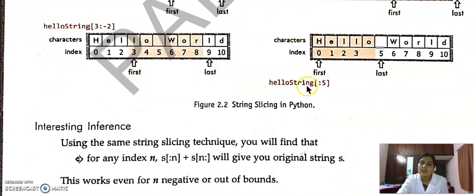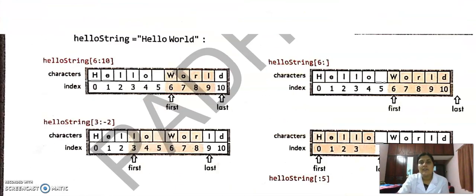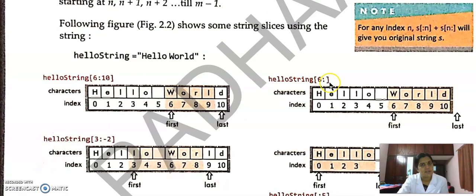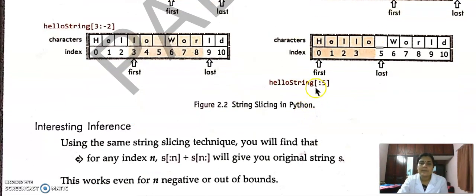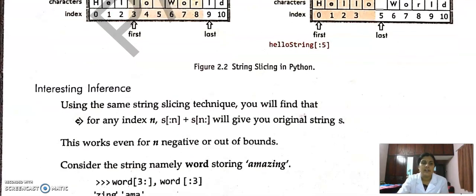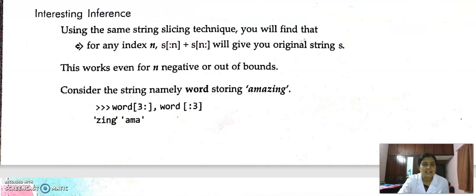Then next is hello string of colon 5. When we are avoiding the first position, what will be the output? Avoiding the last position means after the colon there will be a value; if we avoid that value, then the output will be from 6 to last. If we are avoiding the first position, what will be the output? From 0 to 5, so 0, 1, 2, 3, 4 positions. That means hello is the output. So these are the methods to slice a string.